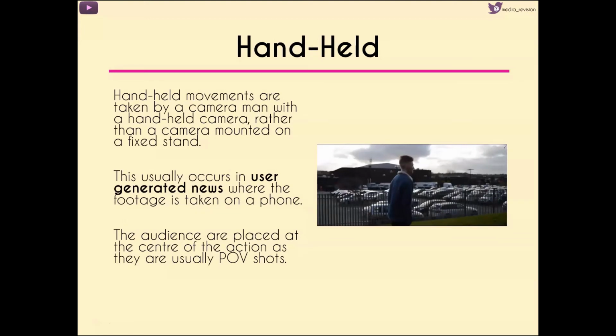Handheld movements are taken by a cameraman with a handheld camera rather than a fixed camera or a camera mounted on an individual in a fixed position. So this usually happens in user-generated news. So where footage is taken on a phone or is taken by somebody who's not trained, then we get this sort of wobbly camera action, and that means that we're placed at the centre of the action because they're normally point of view shots, or it makes it feel like a point of view shot.